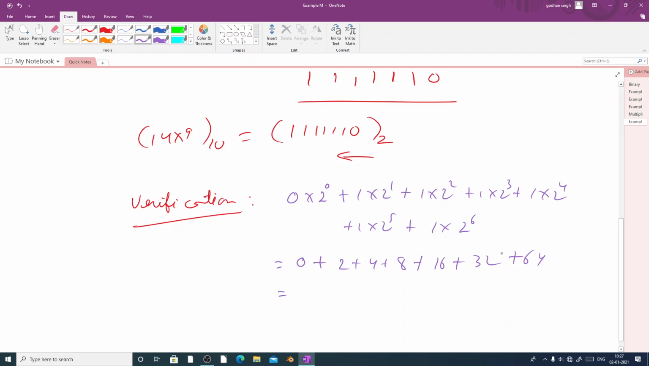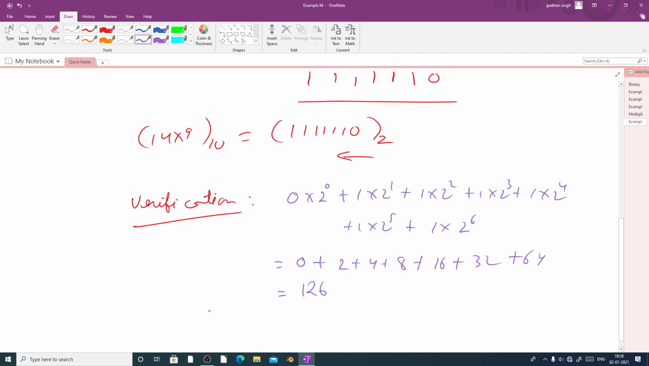Now let us add them. So 8 plus 2 is 10, and 10 plus 16, that will give us 26. 26 plus 4 is 30. 30 plus 32, that is 62. 62 plus 4, 66, and 66 plus 60, that will give us 126. So the answer is 126.